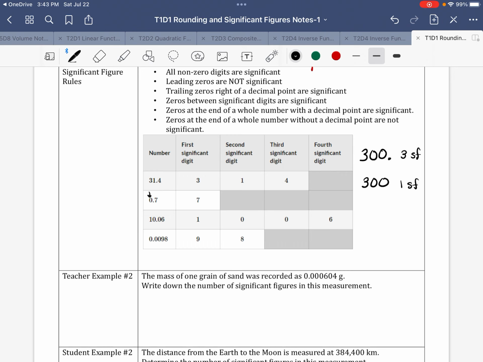10.06, the zeros are in between, so zeros in between significant digits, 1 and 6, are also significant. So this one has 4 significant digits. And then 0.0098, again, leading zeros are not significant. There are only 2 significant digits here, 9 and 8.